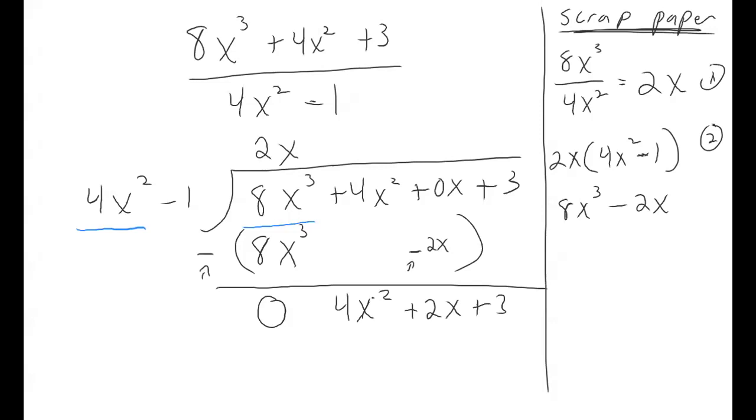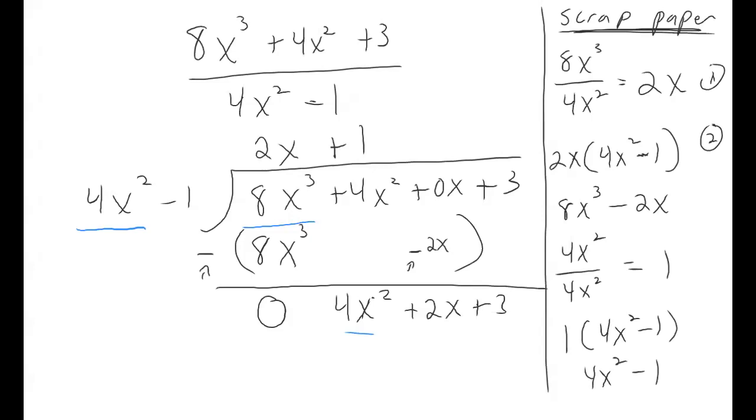Now I do the whole process again. I take the first term again and divide it by the denominator. So I take 4x squared divided by 4x squared, which equals 1. I then do 1 times the denominator and get 4x squared minus 1. Again, don't forget to write up here what you divided it by, so he goes there. And then I write him down here, 4x squared with a minus 1 under the 3.